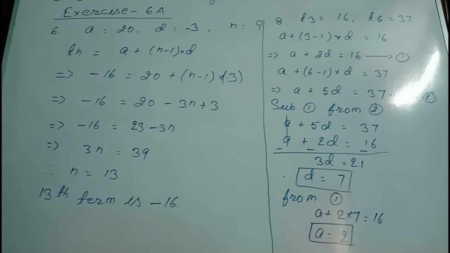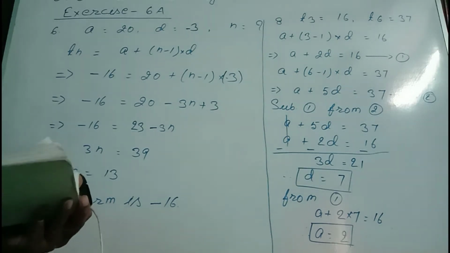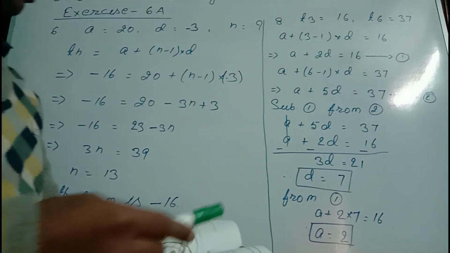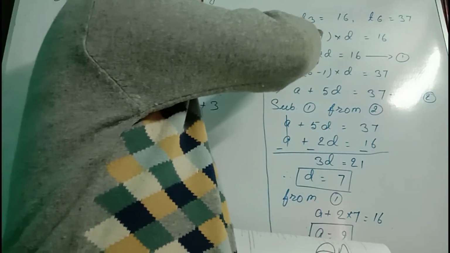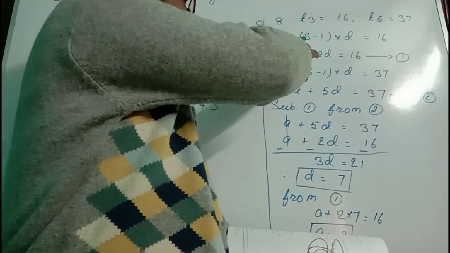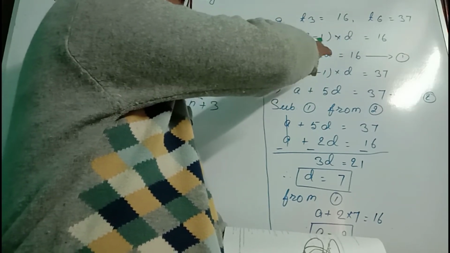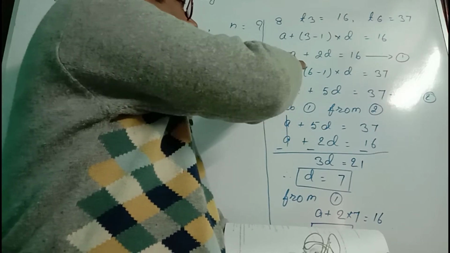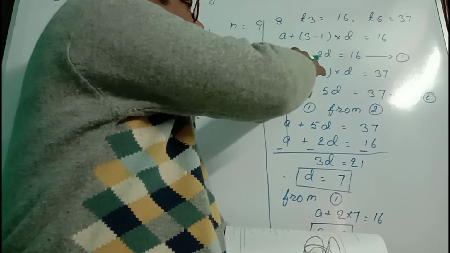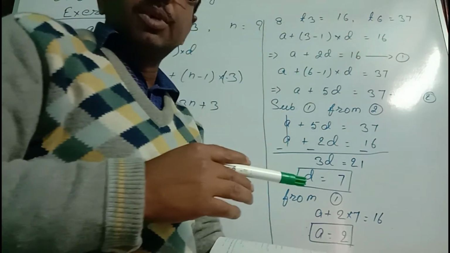Now question number 8. This question states that the third and sixth term of an AP are 16 and 37 respectively. Find the first term and the common difference. Here T3 is 16 and T6 is 37. On the basis of this information, I have made the equations. If T3 is 16, it means A plus (n minus 1) into D is 16, n is 3. So A plus (3 minus 1) into D equal to 16. So 3 minus 1, 2D. So A plus 2D equal to 16. That is equation number 1.